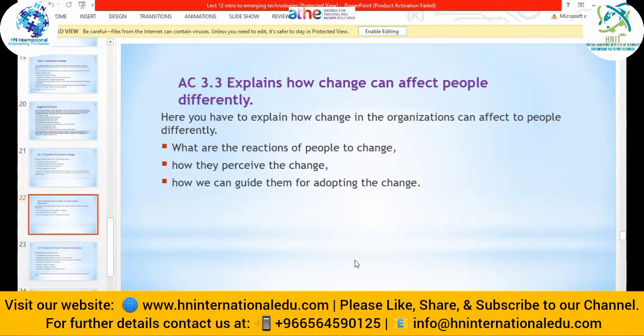Okay, like these things you have to consider, how they perceive the change, and how we can guide them for adopting the change, how we will get them to understand that no, this is a good thing, this is a new way to preserve, it is the same as your body blood.